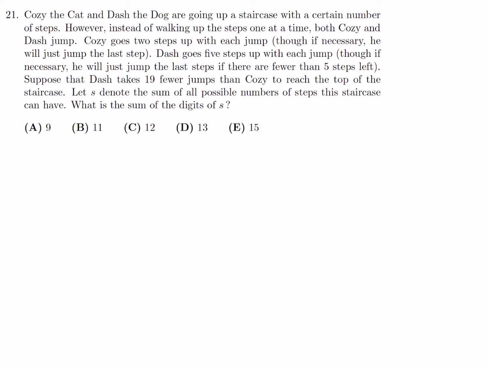Suppose that Dash takes 19 fewer jumps than Cozy to reach the top of the staircase. Let S denote the sum of all possible numbers of steps this staircase can have. What is the sum of the digits of S?